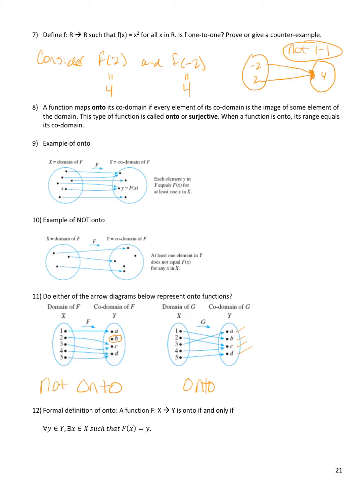So the formal definition of onto is: a function f that goes from x to y is onto if and only if for every y in the codomain there is an x in the domain such that f of x equals y.